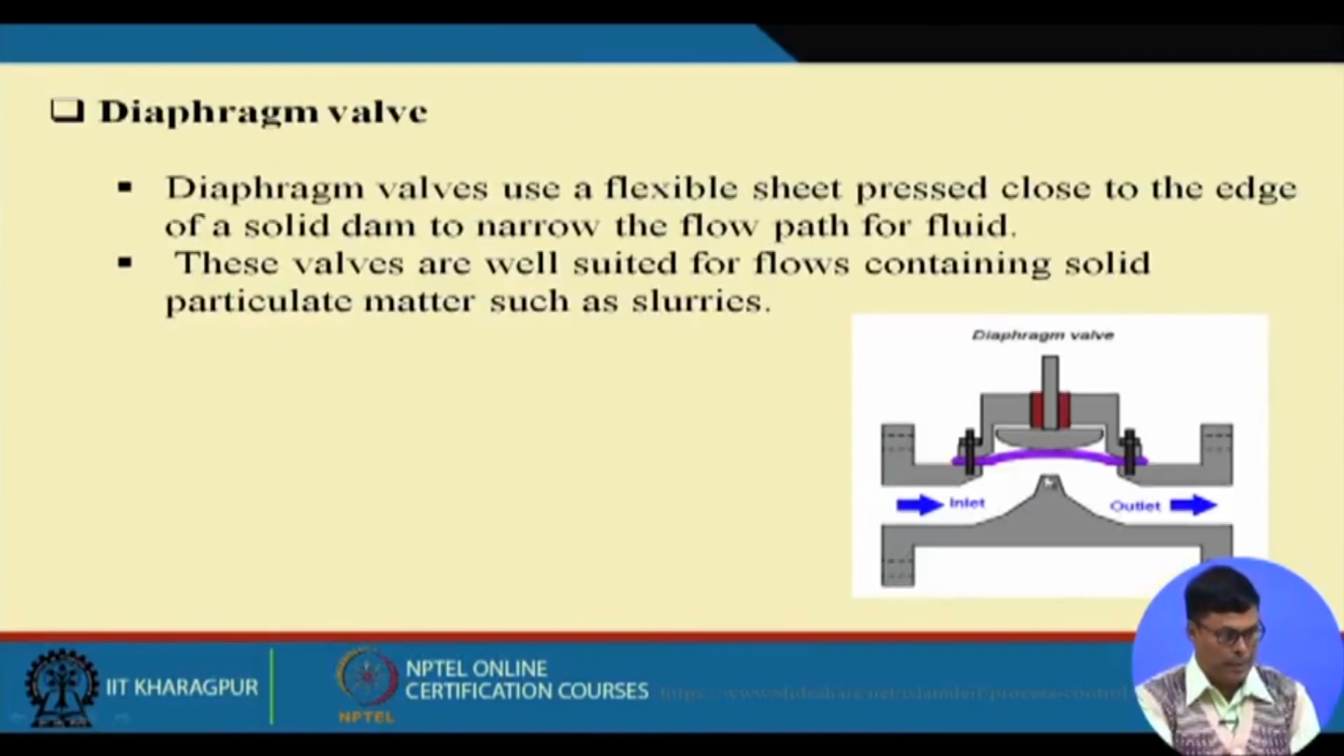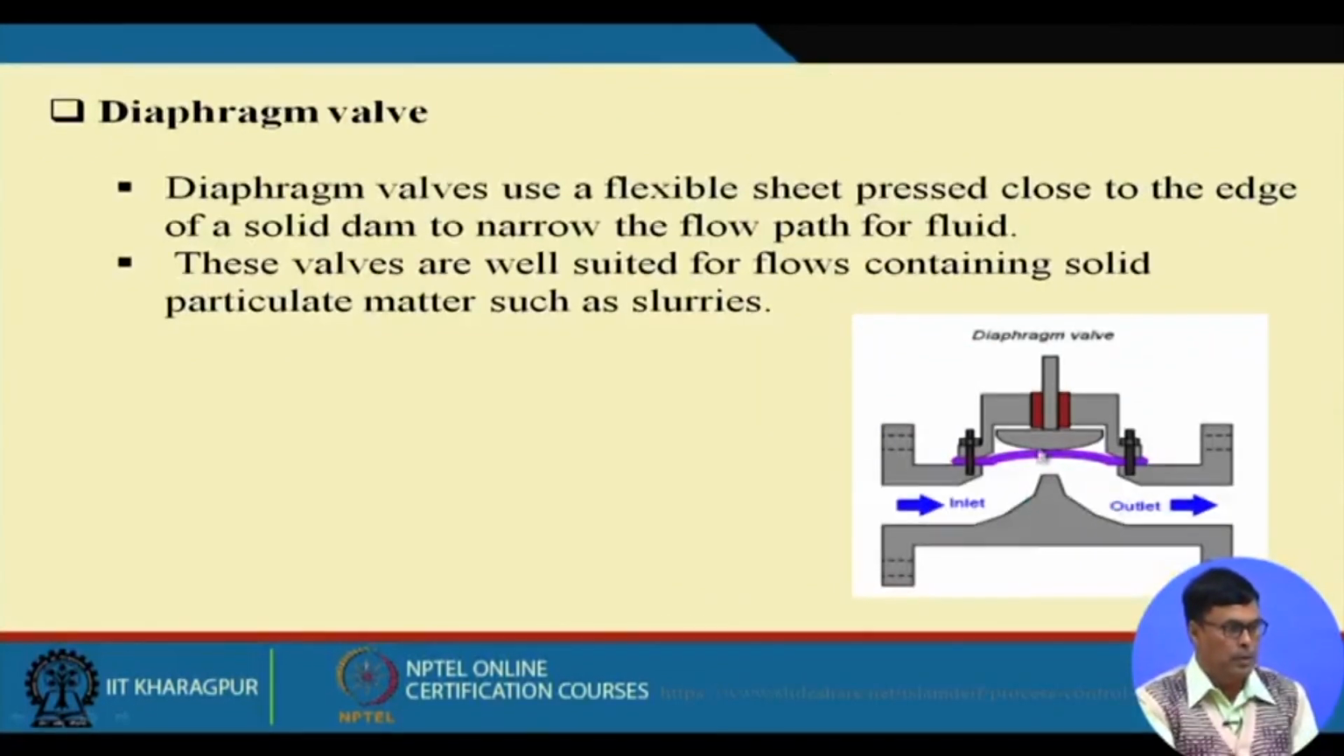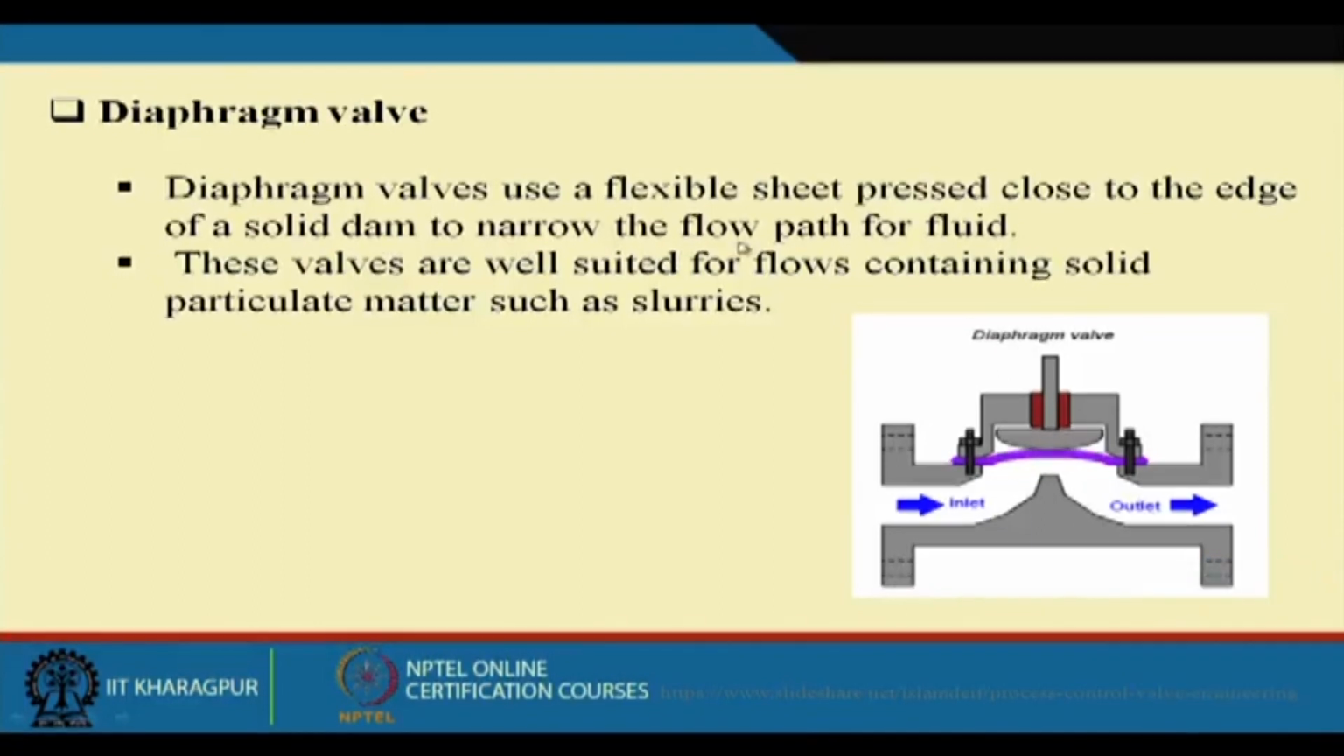Now, the diaphragm valve is like this. This is a diaphragm. When it comes down, it touches here so that the flow is arrested. The diaphragm valve has a flexible seat, a rubber type of material. The seat closes to the edge of the solid dam to narrow the flow path of the fluid. And this is really perfect for leakage proofing, because since it is flexible, it doesn't have much leakage inside the system.